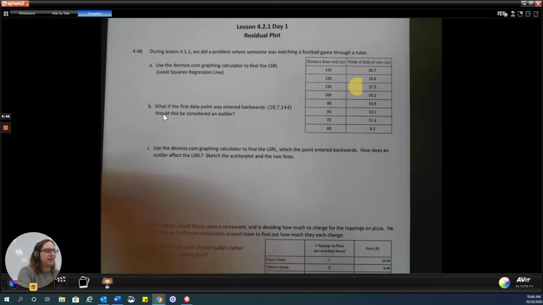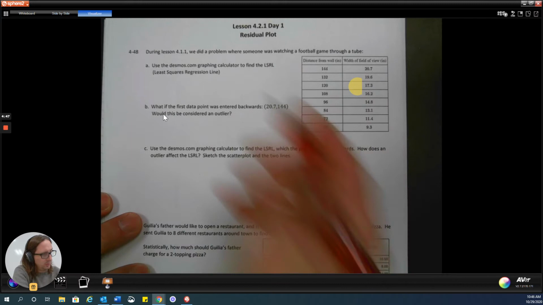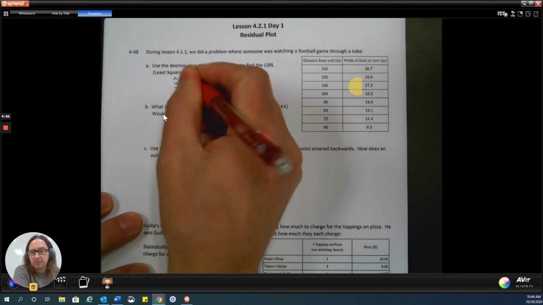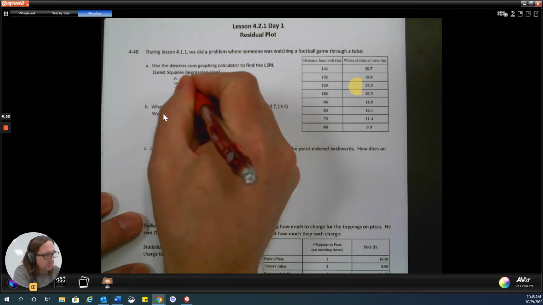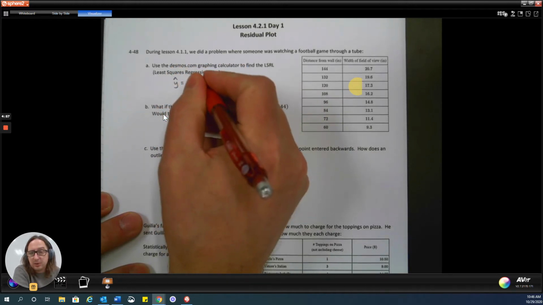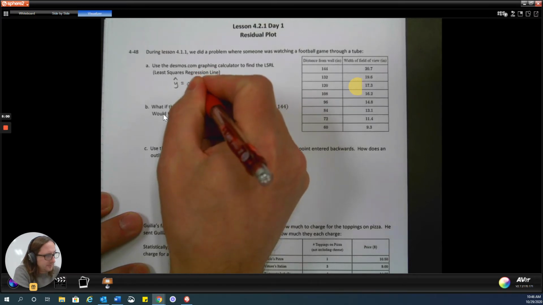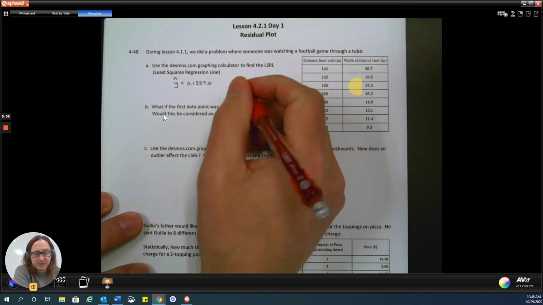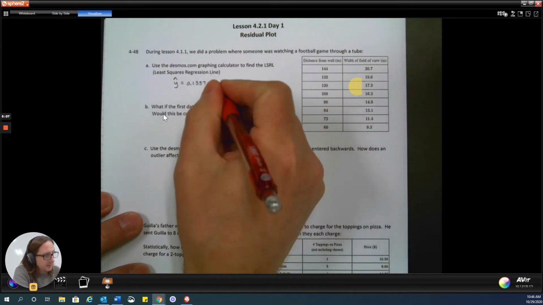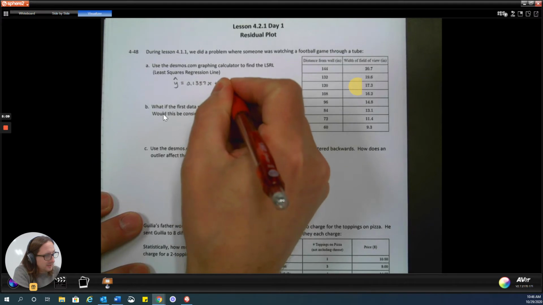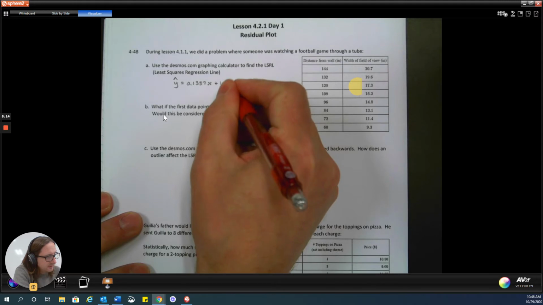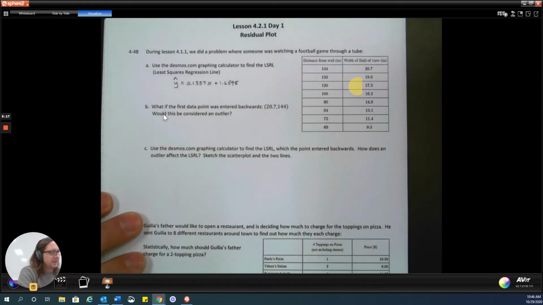So on my paper, I just found my least squares regression line. That is going to be y hat is equal to, my slope was 0.1337. There's my slope. And my y-intercept I found out was a positive 1.6595. There's my least squares regression line.